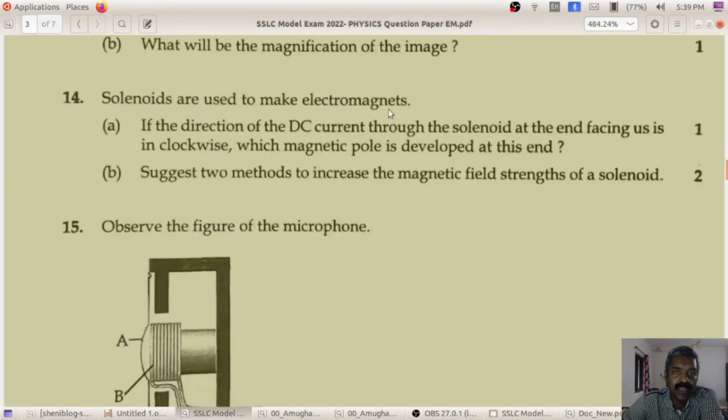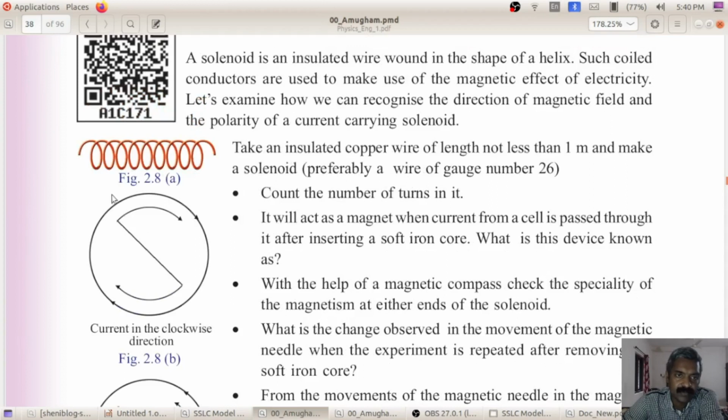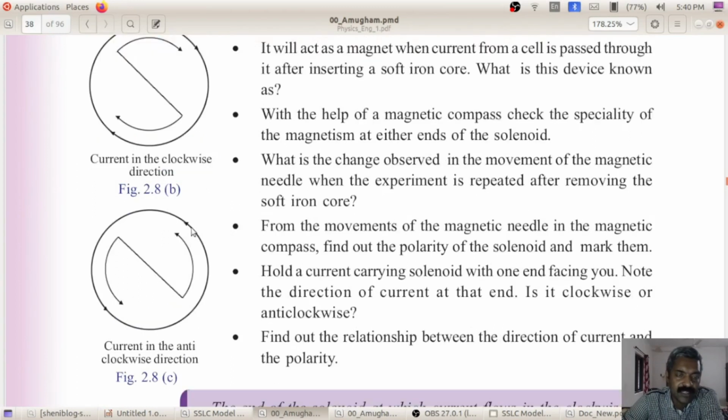Solenoids are used to make electromagnets. If the direction of the DC current through the solenoid at the end facing us is clockwise, which magnetic pole is developed at this end? Look at this picture. If the current is flowing in clockwise direction, the pole is south pole. If the current is in anti-clockwise direction, the pole is north.